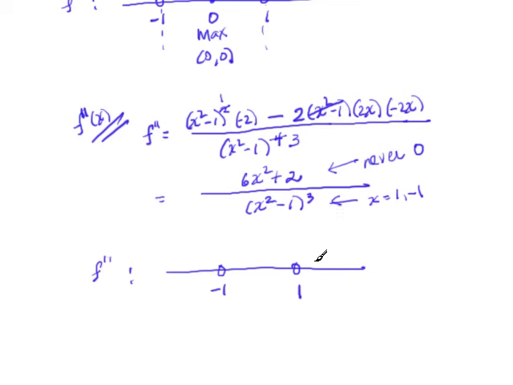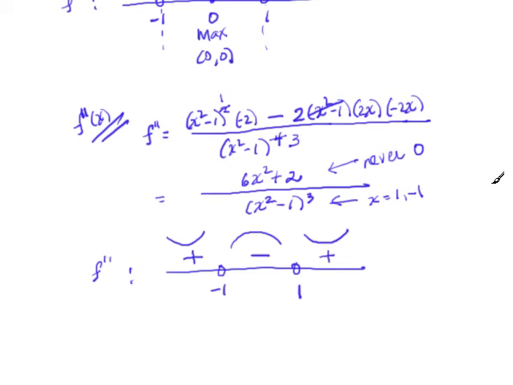All right, let's substitute in 2. Numerator is always positive. Denominator, when we substitute in 2, we have 4 minus 1 cubed, that's positive. If we substitute in 0, we have minus 1 cubed, that's negative. And let's say we substitute in minus 2, so we have 4 minus 1 cubed, that's positive. That means on this interval, from minus infinity to minus 1, the curve is concave up, in the middle concave down, and on the right of 1 concave up.